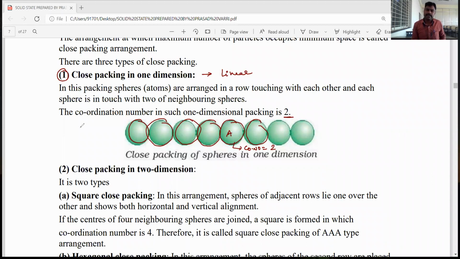Okay, dear students. Now let's see close packing in two-dimensional layer arrangement. In the two-dimensional layer arrangement, there are two types: one is square close packing arrangement, and the second is hexagonal close packing layer arrangement, HCP. What is square close packing arrangement? How do we get the square close packing arrangement and the hexagonal close packing arrangement? In both cases, what is the coordination number value that we have to remember? Okay, dear students, let's see.